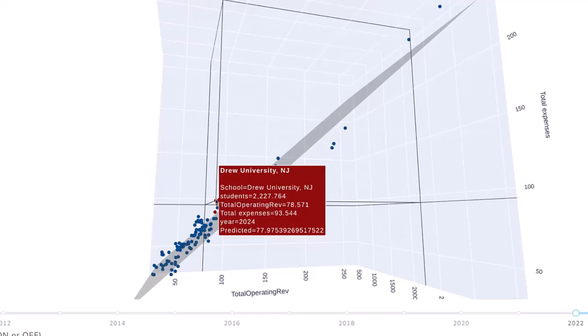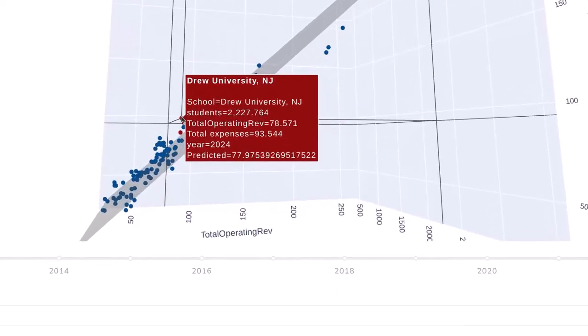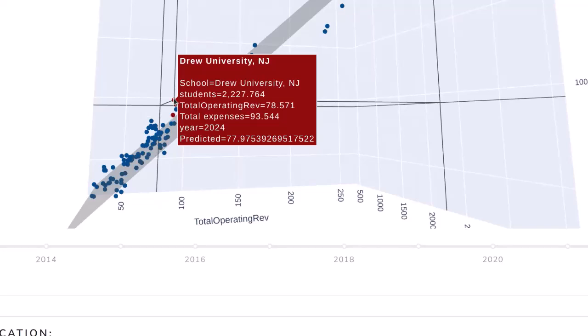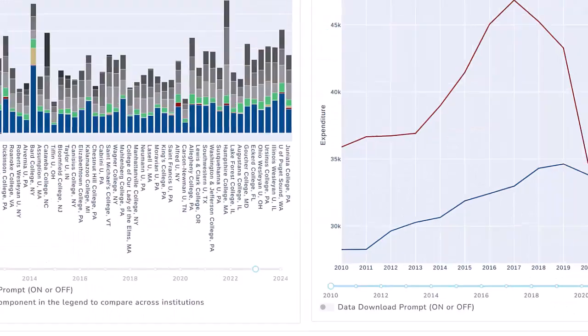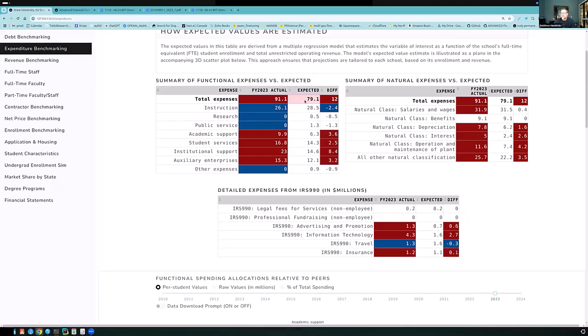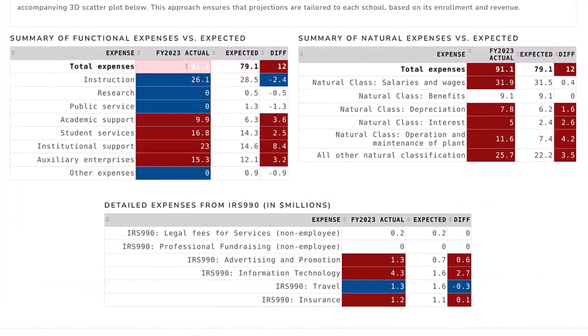Their operating revenue is 79 million. Their predicted spending, given that revenue and their students, they're about 2,200 students, is 78 million. Just below actually what their revenue is, which is exactly where you should be. So that's this result up here. Their expected spending is 79, their actual is 91. The difference is $12 million.